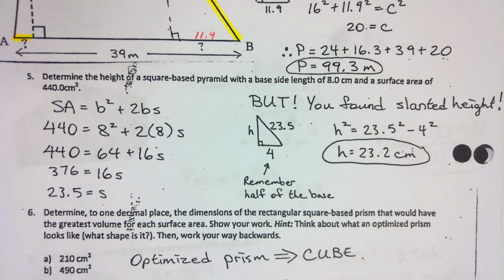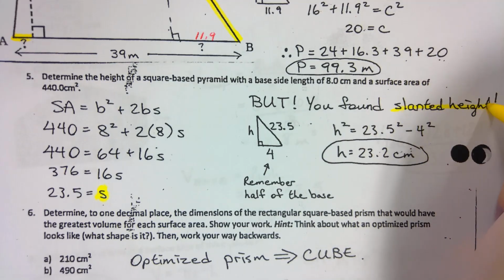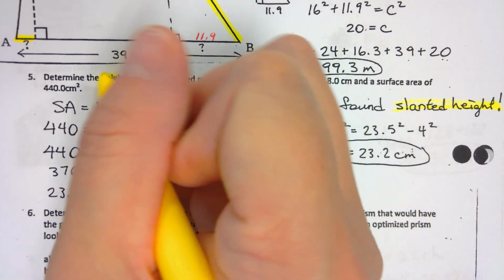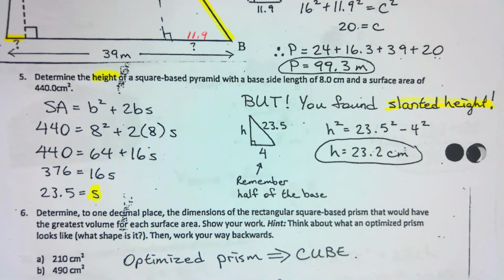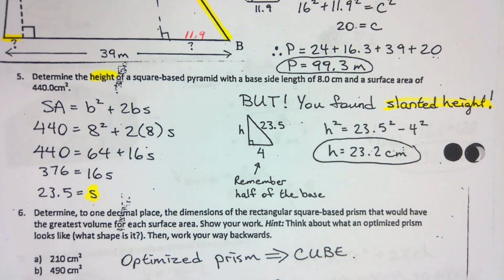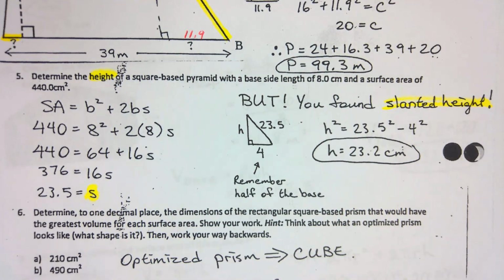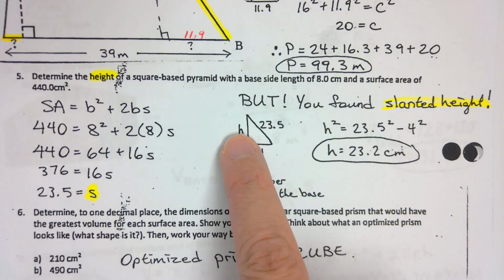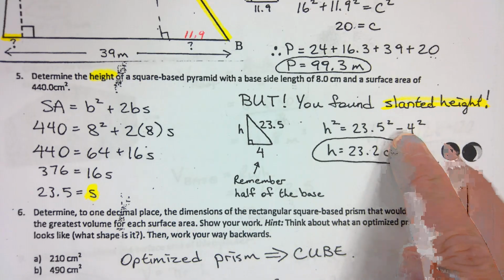Am I done the question? I found an answer. Why not? What does S stand for again? Slanted height. What am I looking for? What am I trying to solve for? The height. Okay, so remember, height and slanted height is not the same. Whenever I don't know a dimension, what am I doing? Pythagorean theorem, right? So this is 23.5, and then you're looking for the height. When you're looking for the height, you're doing the subtraction one.